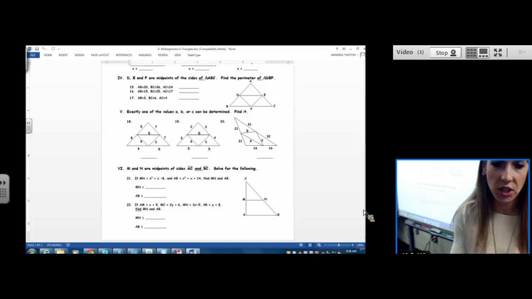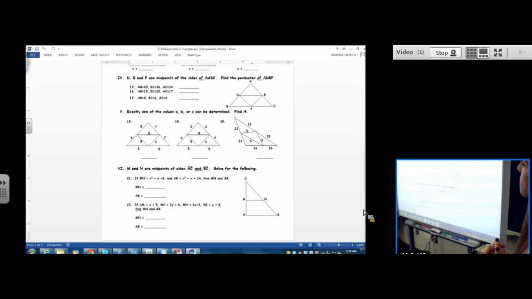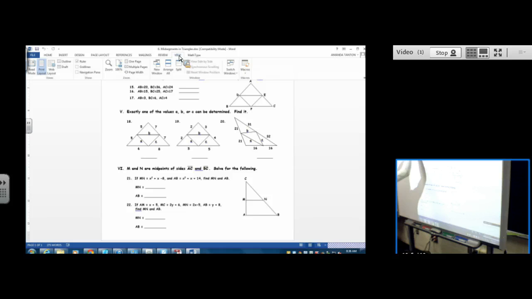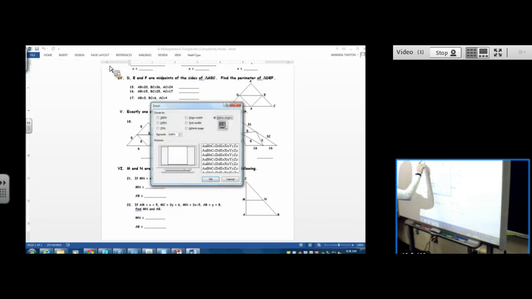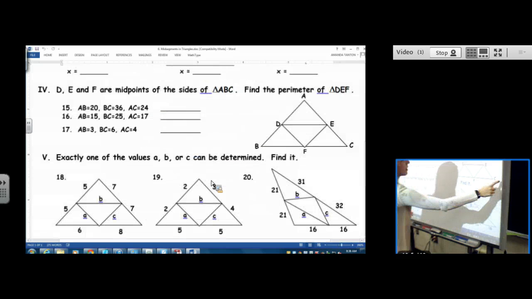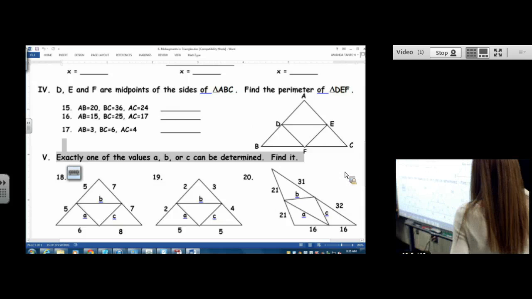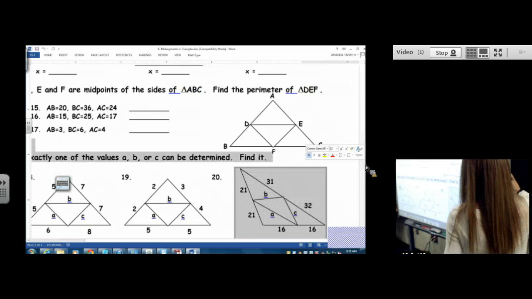Number 19, we did this one so quickly at the end of class yesterday that you might not have totally understood what I was saying. Exactly one of the values can be determined, find it. So only one of those is a mid-segment. I agree that all 3 of those look like they're a mid-segment, but only one of those is actually a mid-segment. We need to figure out which one is actually a mid-segment by finding the midpoints.